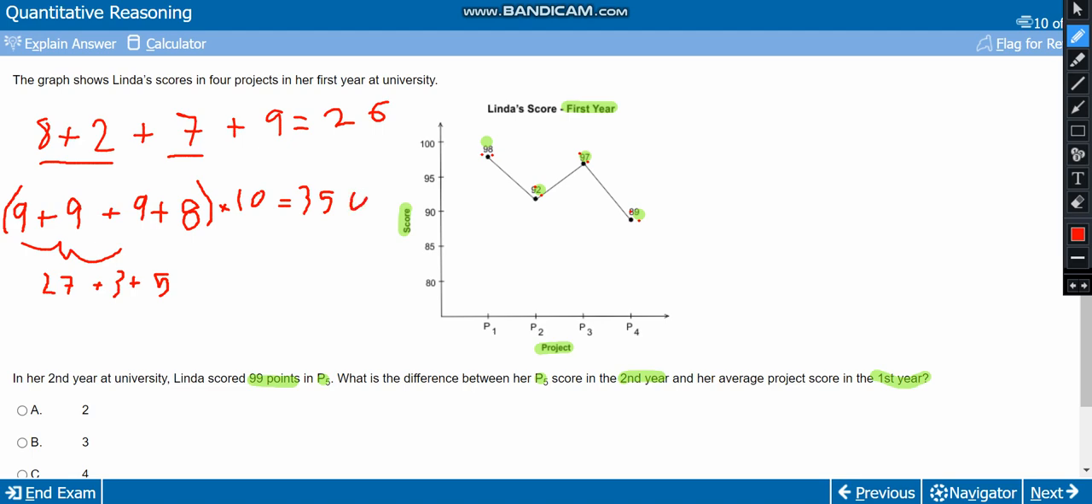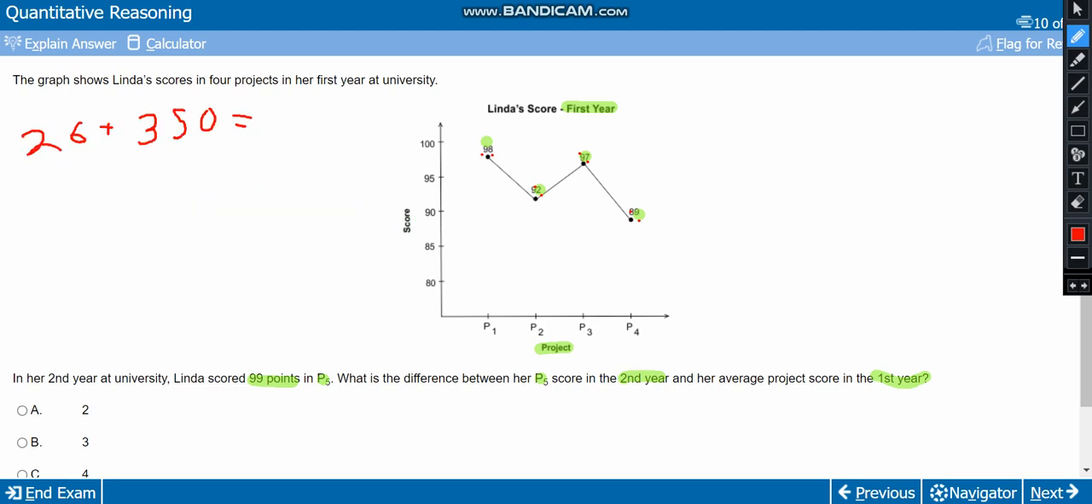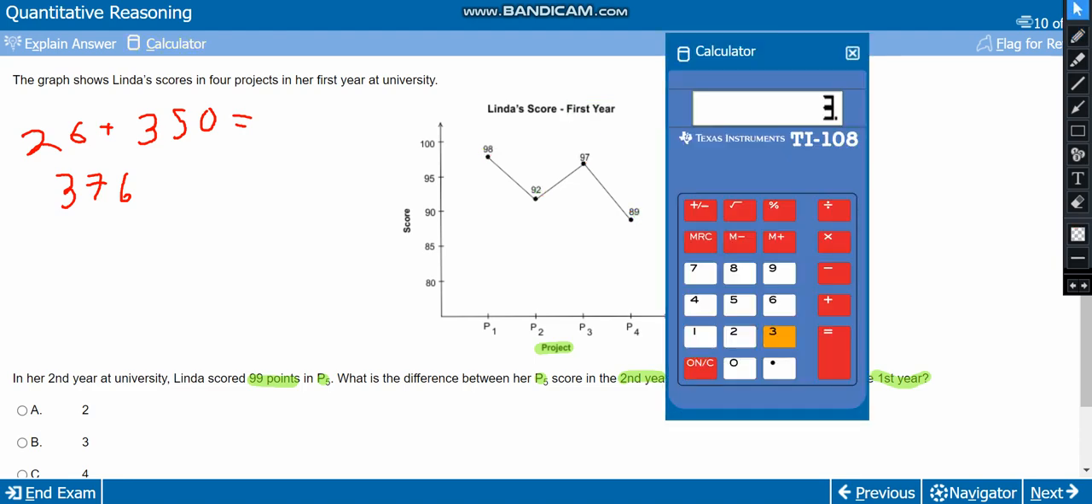And then we add the 26 and 350 to get the sum. So 26 plus 350 equals 376. So that's the sum of these 4 numbers here. 1, 2, 3, 4. Now remember, to find the average, we divide this value by 4, because there are 4 points being a part of it. So 376 divided by 4, that gives us 94.